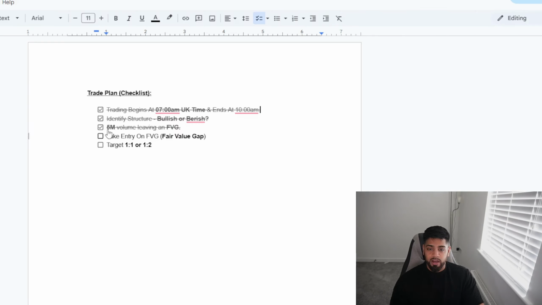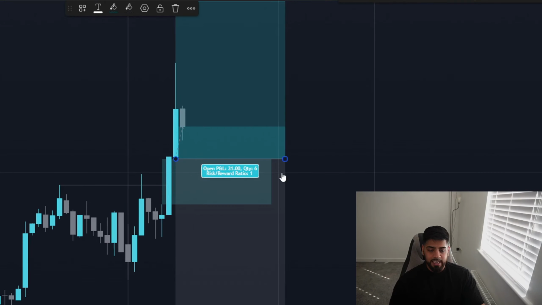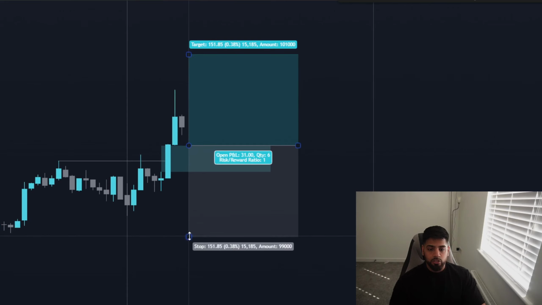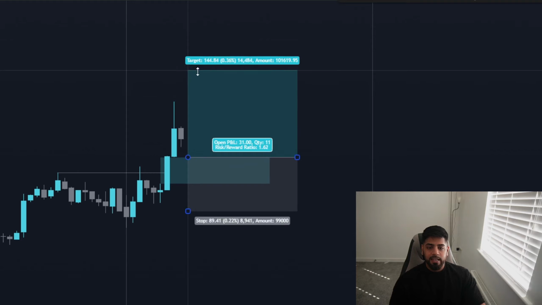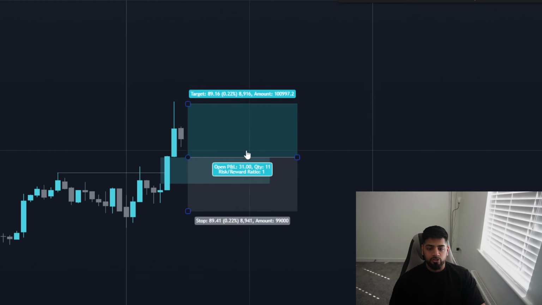So we come back to our checklist, we tick that off, and then we click on the next one, which is to take our entry on the fair value gap. And then we simply target a 1-to-1 or a 1-to-2. So we're going to be taking our entry right here on this fair value gap. We're going to put our stops just below that low right there. And then we're going to simply target a 1-to-1. So that is the trade right here.